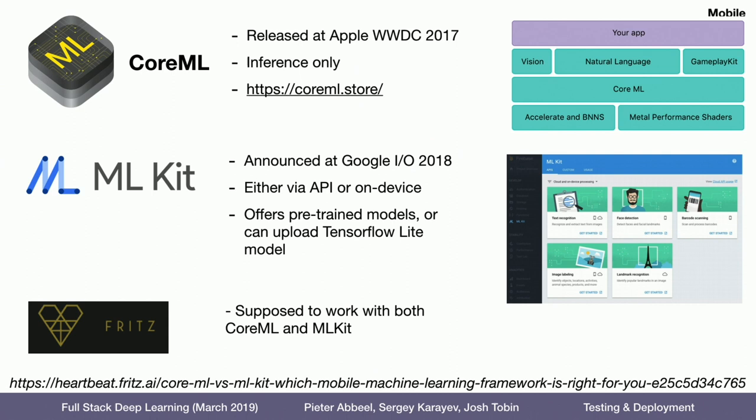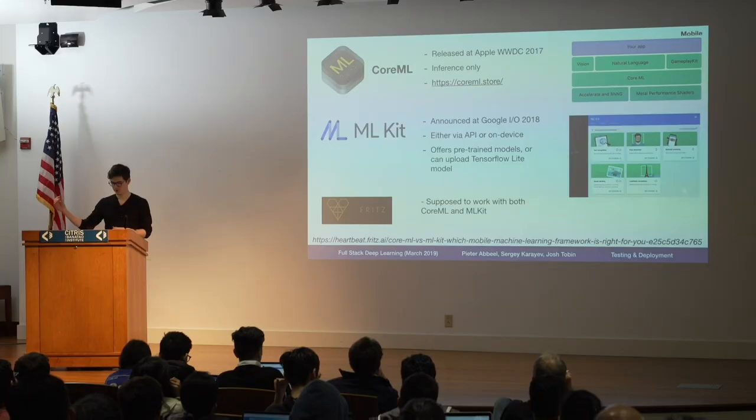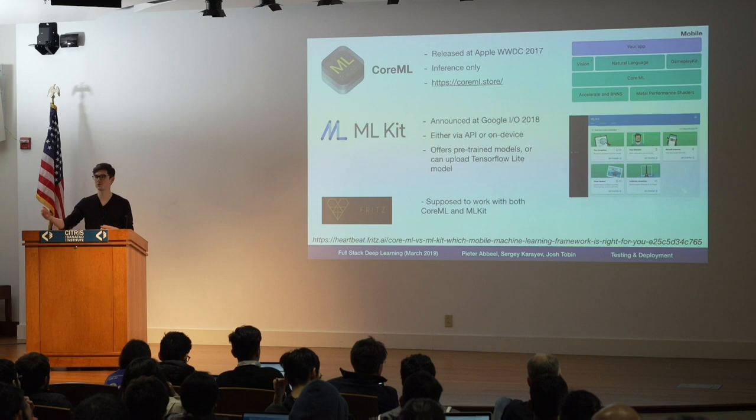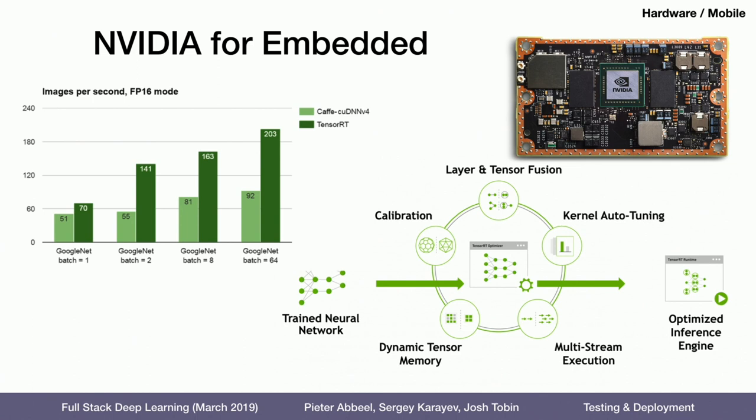Yeah, important to know that they exist. I don't have much advice here to give, but there's a startup called Fritz that's supposed to take your model and then make it work with either Core ML or MLKit, which could be nice because then you could hit up both Android and iPhone. And then for embedded devices, NVIDIA Jetson, for example, is a specific low power GPU. And they have optimized runtimes called TensorRT that essentially you give it your network that you trained using something. And then if you can make it work on TensorRT, then you know it can be optimized for NVIDIA embedded devices.